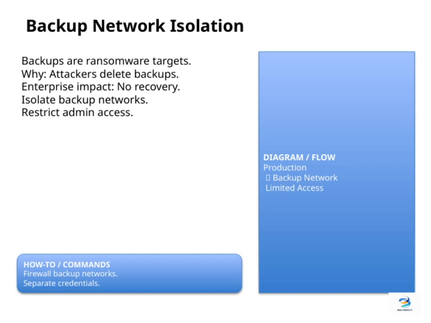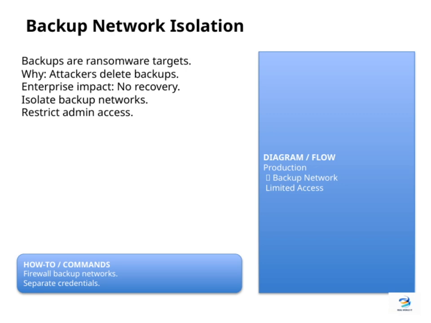Let's take a look at this diagram illustrating the flow of production and backup networks. As you can see, the backup network is isolated from the main production environment, which is crucial for security. We've marked it with a no-entry symbol to emphasize that there should be limited access to this backup network. Now, why is this important? Well, backups are often targeted by ransomware attackers because they want to delete your ability to recover data. That's why we need to implement specific measures, like separating credentials, so that only authorized personnel can access these backups.